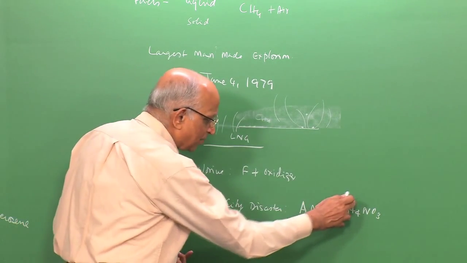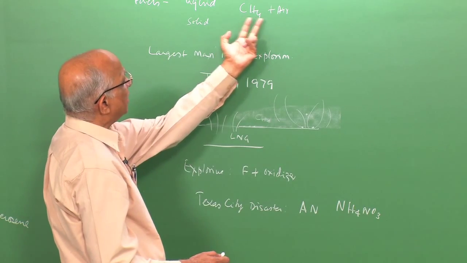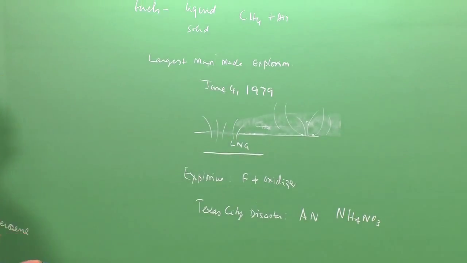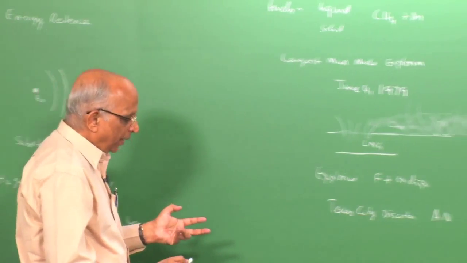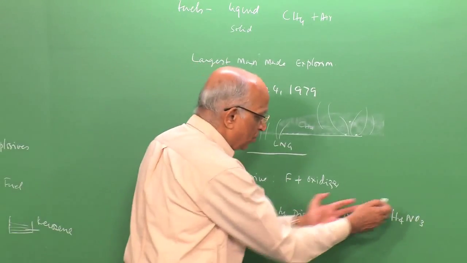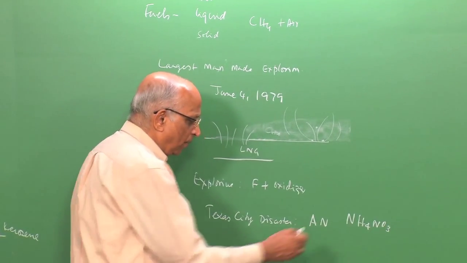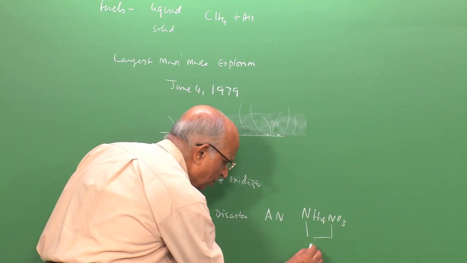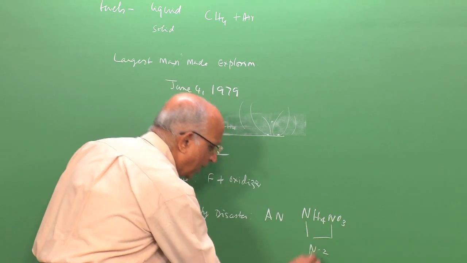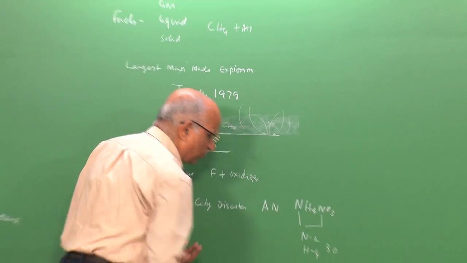Therefore, if you look at a substance like ammonium nitrate, it is not a mixture. It is not a mixture like methane and air, or hydrogen mixing with air to form a combustible. It is a compound, a homogeneous compound. And if you look at this particular compound, I have 2 nitrogen atoms, 4 hydrogen atoms, and 3 oxygen atoms.